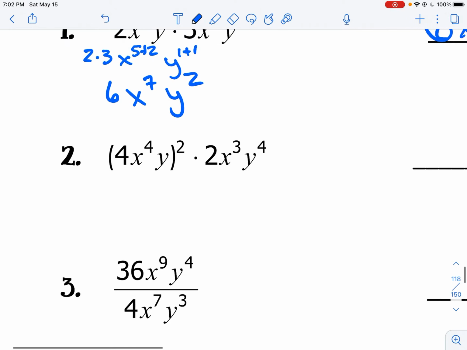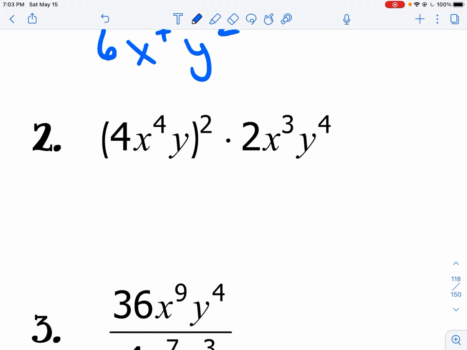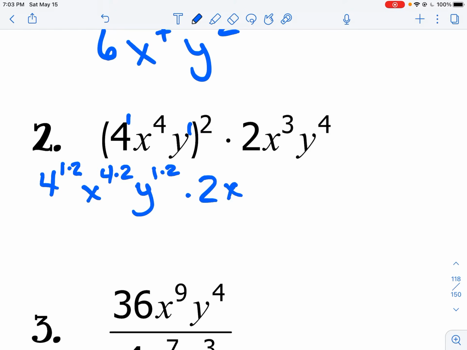Then, on this one, remember, the exponents come before doing multiplication. So before I can multiply the 4 and the 2 together, that means that I have to raise the 4 to the 2nd power. Remember, there's an invisible 1 right there. So 4 to the 1 times 2, x to the 4 times 2. And there's an invisible 1 there. So y to the 1 times 2. And then we're multiplying this over here.